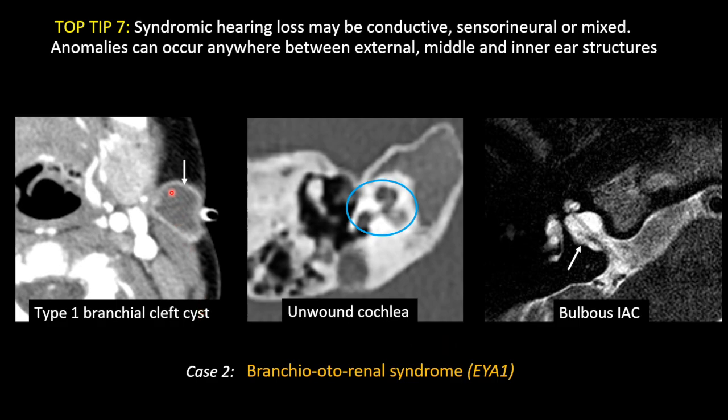So when we see a branchial apparatus anomaly along with an unwound cochlea, it is quite characteristic of branchio-oto-renal syndrome. Other mutations have also been described, like SIX1 and SIX5. So when these findings are present, we can suggest panel testing for these genes.